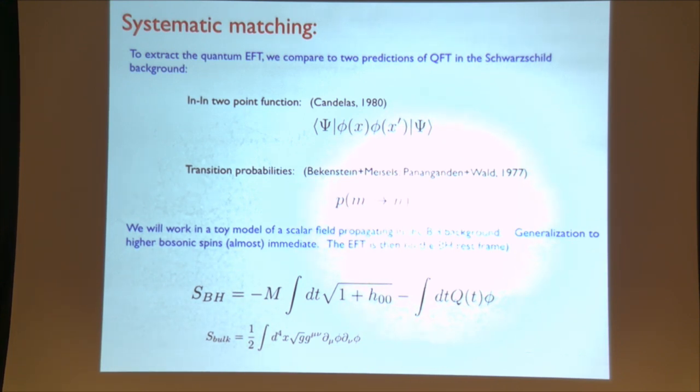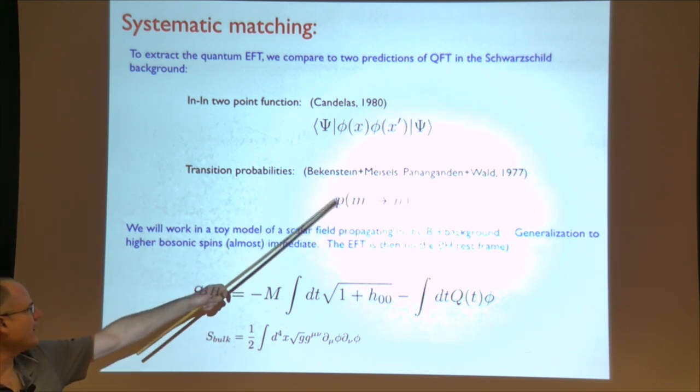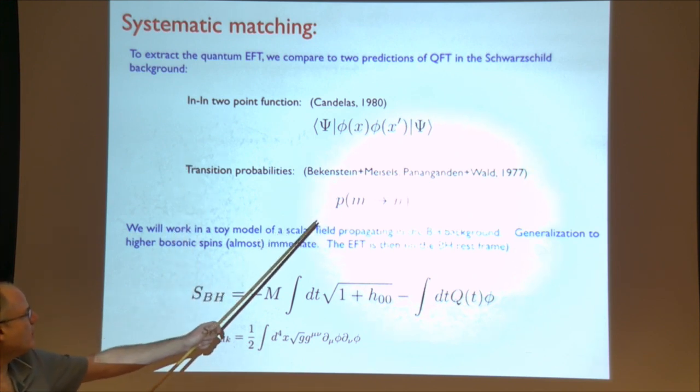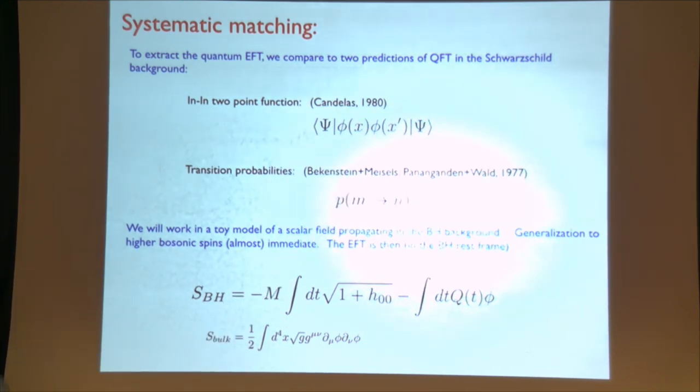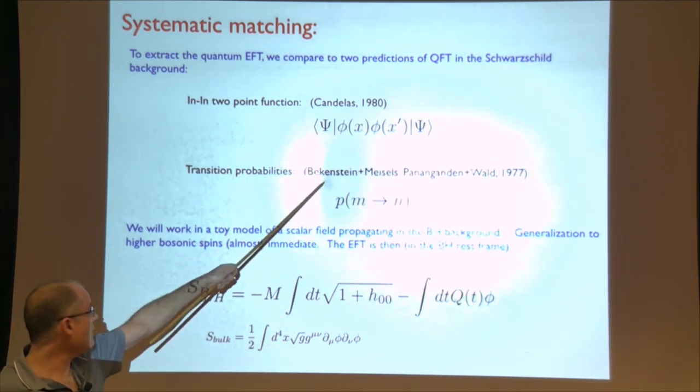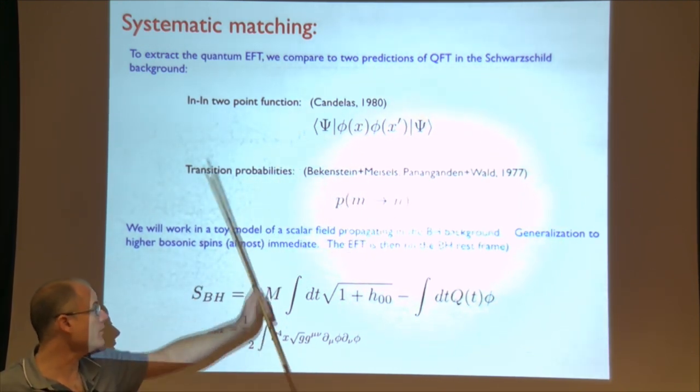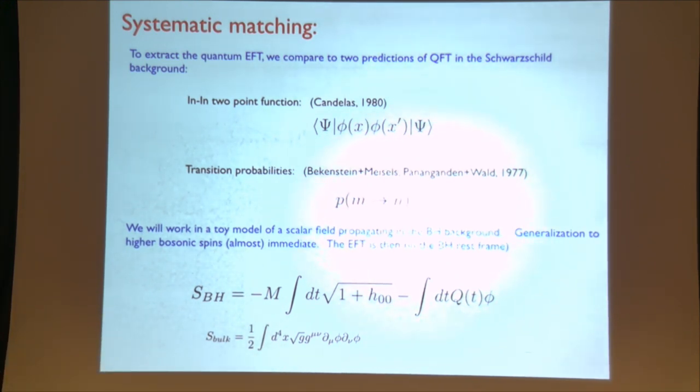And the other result that we were able to use is a little-known formula conjectured by Bekenstein and a collaborator for the probability that the black hole emits n particles, given that there are n particles in the initial state. It's kind of a remarkable formula. I'll show it to you in a second. It was conjectured on the basis of thermodynamics by Bekenstein and his collaborator, but Wald, just using quantum field theory in curved spacetime, was able to reproduce it, and I think generalize it as well, if I remember correctly. So these are the things that are available to us, and what we're going to do is just match onto them.